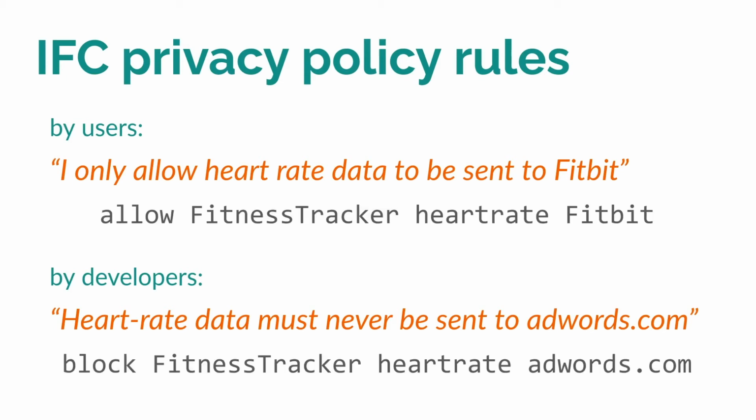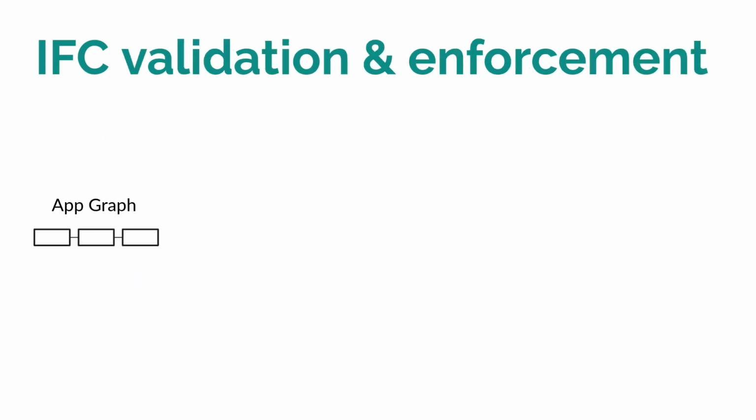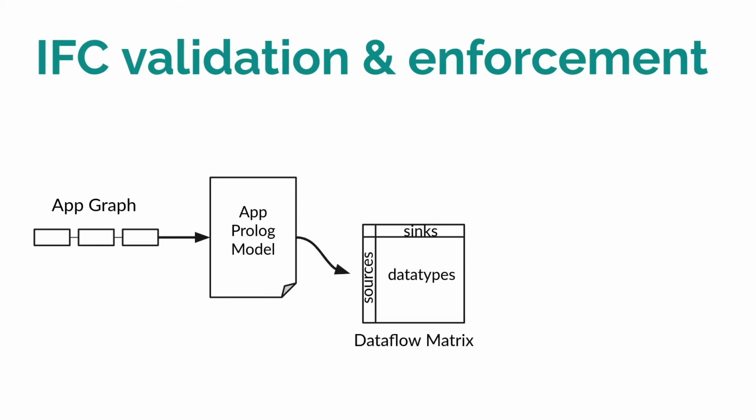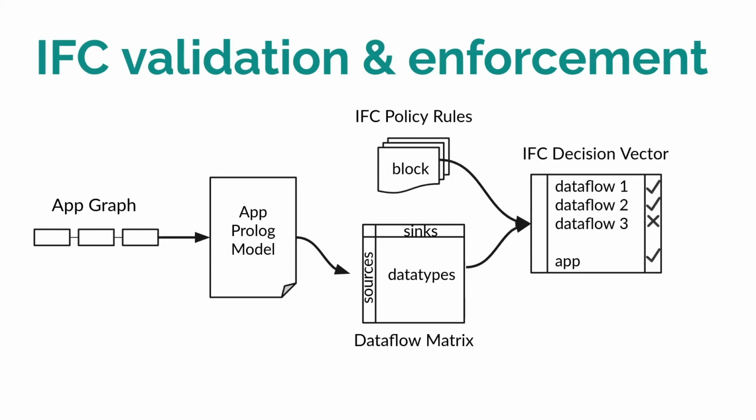Now, these policies will be automatically converted to the Prolog rules that we use during the verification of the application data flows. And the verification is performed in the following way. We have an application graph that is converted to the application Prolog model, which describes all the potential interconnections between the elements inside this given application. Using this Prolog model, we create the data flow matrix that lists all the discovered data flows inside the given application, listing all the sources of specific data types and all the sinks that collect those data types. And we have also the policy rules specified by users or developers. And we merge them together to finally define a decision vector, as we call it, which will flag certain data flows to be allowed or blocked depending on the policy rules, and the whole application state, whether it will be allowed to be executed or not, depending on how many flows will be allowed.